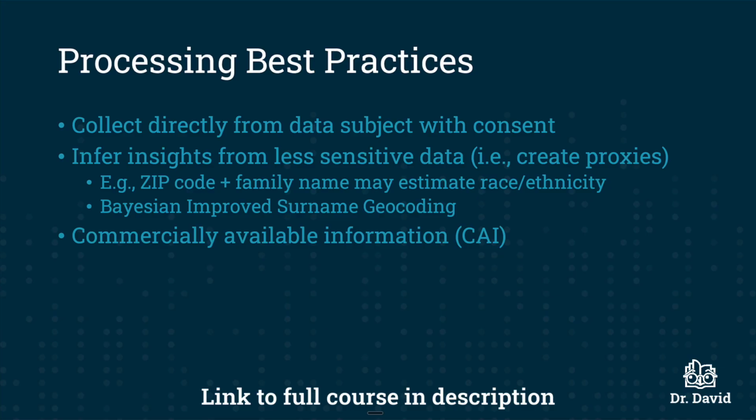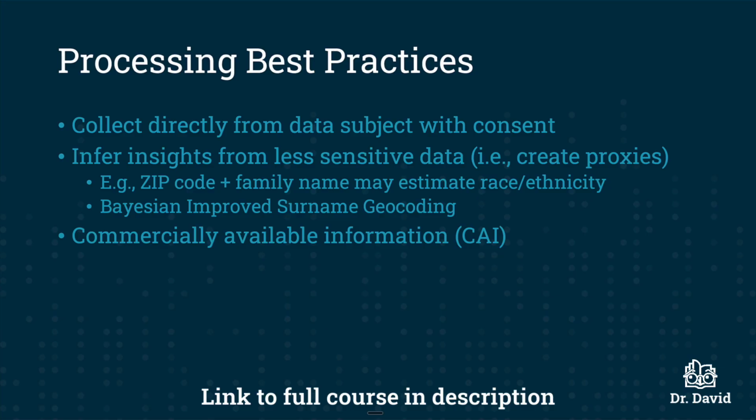Now, one way that you might do that is here in the United States, we have zip codes or postal codes. And there have been many studies demonstrating that with combinations of data, we can successfully infer a special category of data. For example, a zip code or postal code plus an individual's family name may estimate that individual's race or ethnicity. The example here is that if race or ethnicity is an important data element for your organization, you may not need to collect that directly if you have zip code and family name.